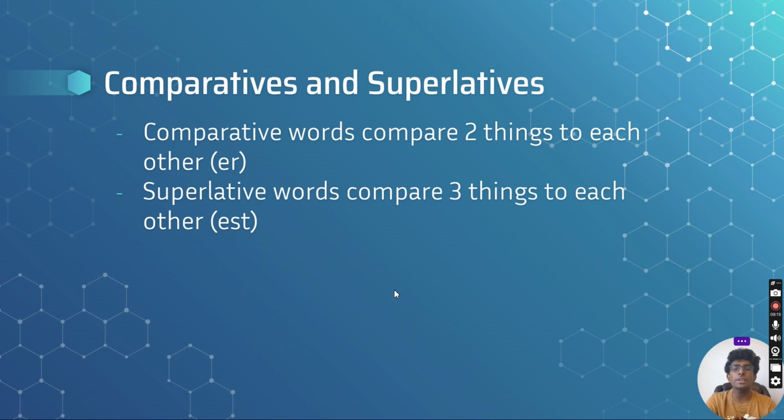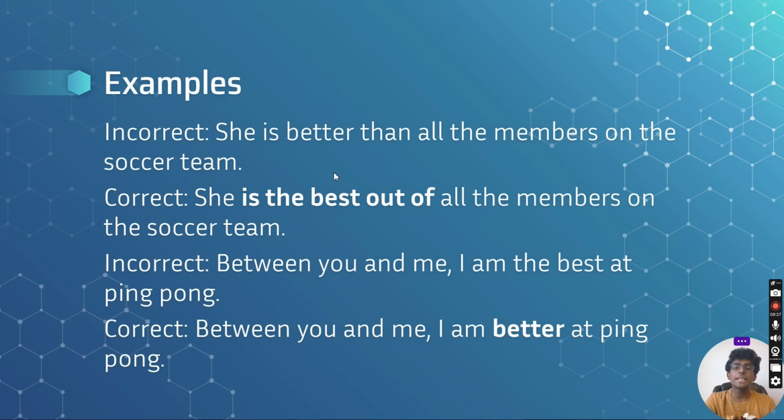All right, comparatives and superlatives. Comparative words are comparing two things to each other. You're using words that end in "er." Superlative words compare three things or more to each other. You're using words that end in "est." So, example, she is better than all the members on the soccer team. Typically, superlatives are three or more, by the way. All the members is more than three, so we're using a superlative. So instead of "better," it's "the best" out of, in this case.